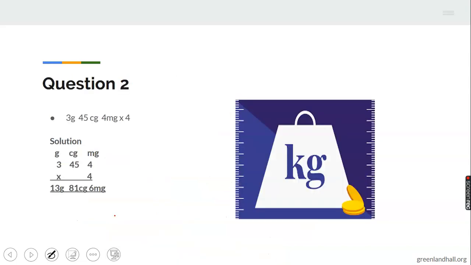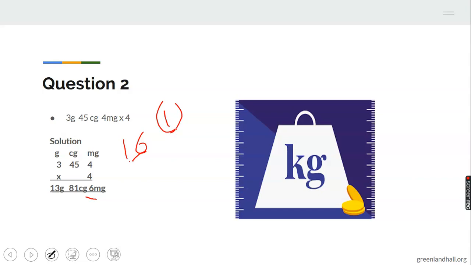Very good. Now let's look at the second example because I'll be giving you several examples so that you can understand very well. Now the second question says 3g, 45 cg, 4 mg times 4. Now, let's go. Arrange it the way I just told you in the previous slide. And then, let's start. 4 times 4 will give us what? 16. Then you write your 6 at the back and take your 1. Keep it aside. 4 times 5 will give us what? 4 times 5 is what?